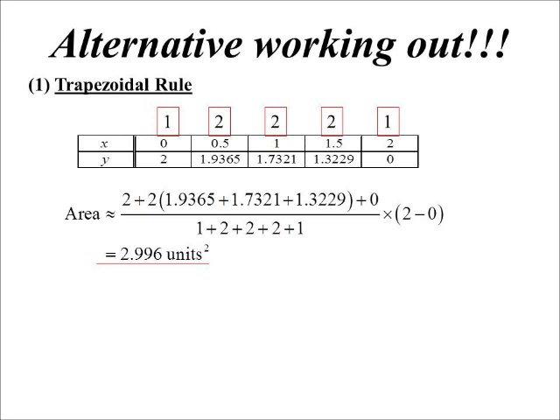1, 2, 2, 1. And then we multiply it by 2 minus 0, because we're going from 2 to 0. And trust me, that does work out to be exactly the same thing. 2.996. I thought that was quite neat. And I wanted to see if I could use the same thing for Simpson's rule. Turns out it works for Simpson's rule as well.